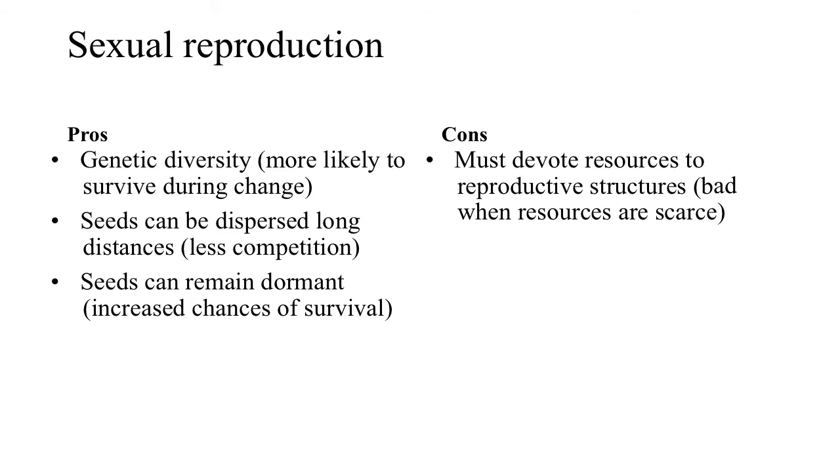The biggest con is that you have to devote resources, so sugar and nutrients and water, to actually creating those reproductive structures, whether it's cones or flowers. What you'll see happening is when environmental conditions for reproduction are bad, this flowering or cone making may not always happen because the tree might not have the resources to devote to making these reproductive structures.